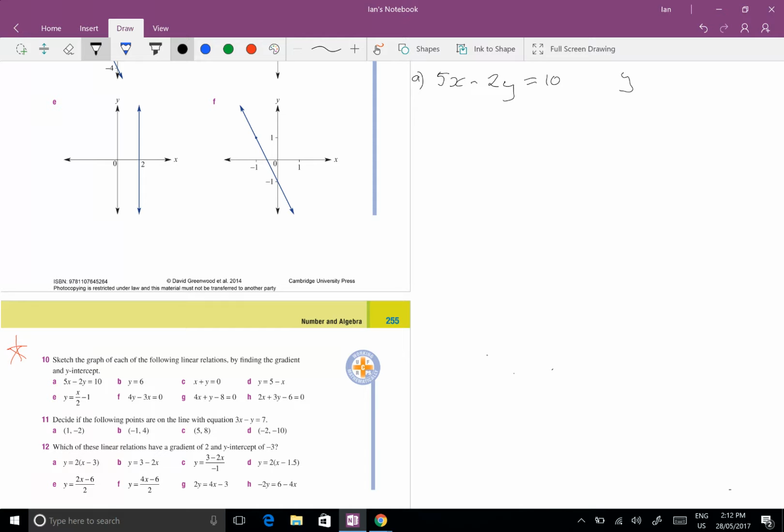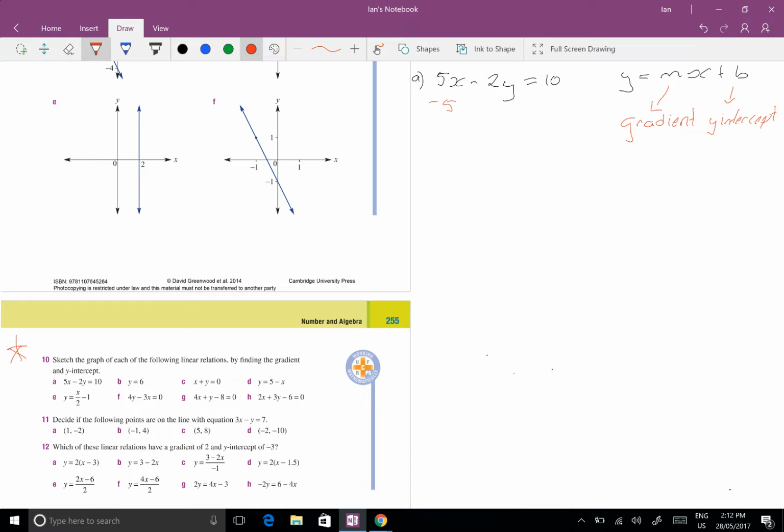Remember, the gradient intercept form is y equals mx plus b, where m is our gradient, which tells us which direction it's going and how steep it's going to be, and b is our y-intercept, which tells us where it cuts the y-axis. So let's rewrite this in that form, which means I've got to get the y by itself. I could add the 2y over to the other side, but I'm going to do it the way we did in class, which was, let's get rid of the 5x.